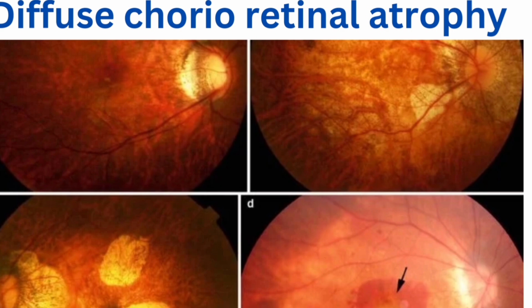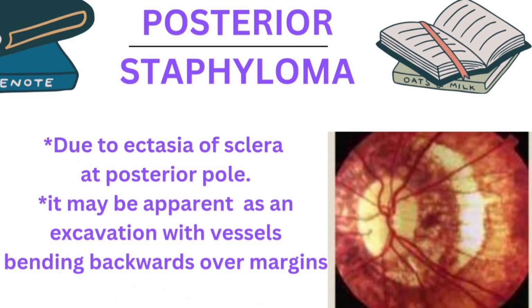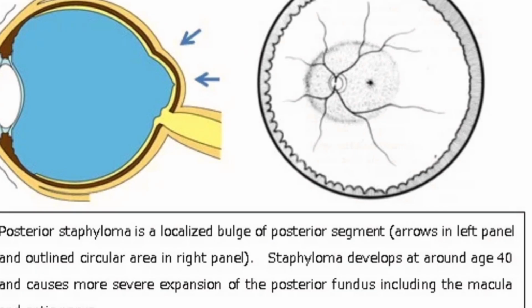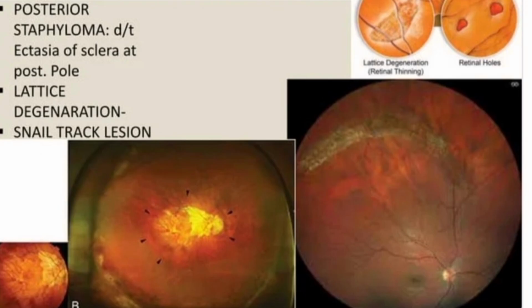Diffuse chorioretinal atrophy. Degenerative changes in retina and choroid, common in progressive myopia. Characterized by white atrophic patches at macula with a little heaping of pigment around them. Posterior staphyloma, due to ectasia of sclera at posterior pole. Degeneration of vitreous, liquefaction, posterior vitreous detachment, PVD, vitreous opacities.